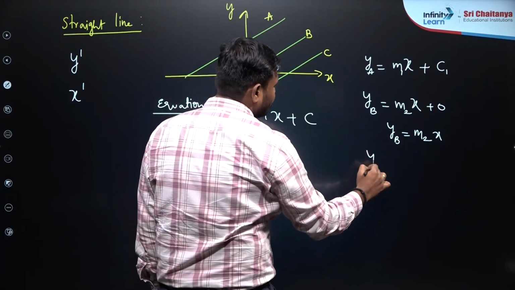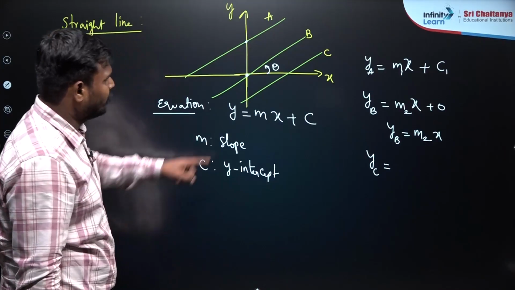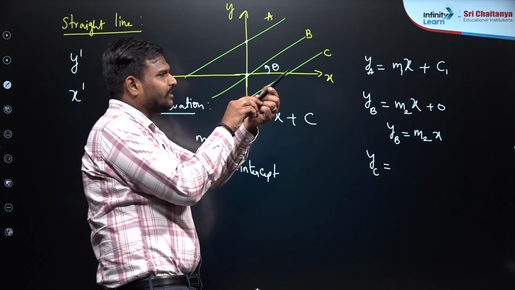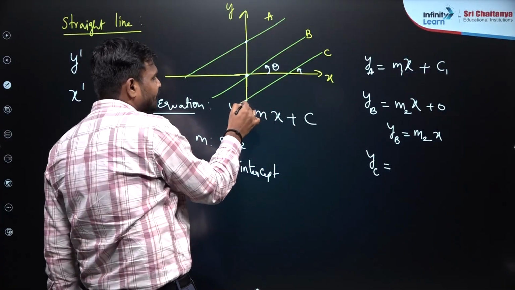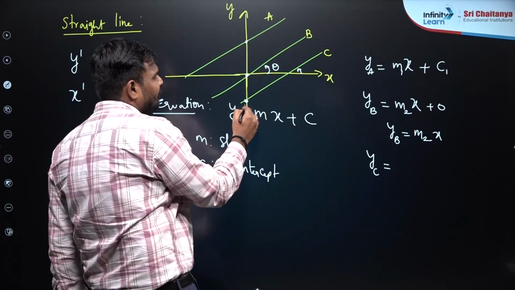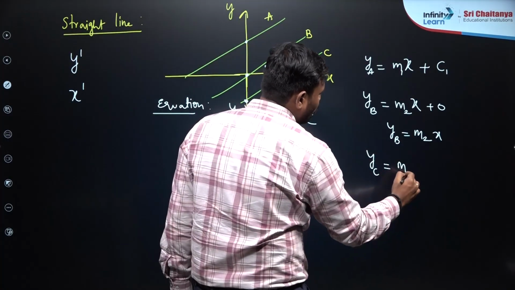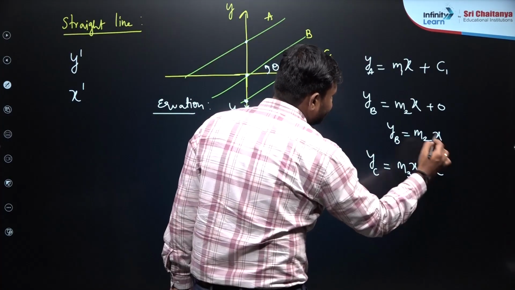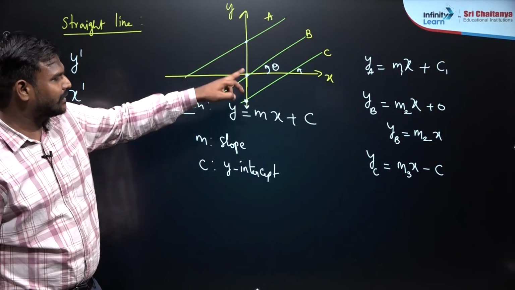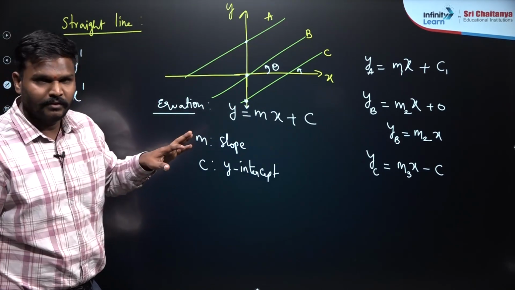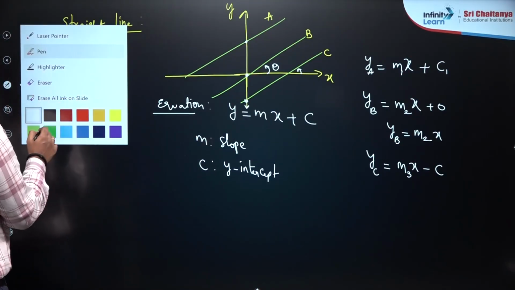And what about the third graph, sir? You can see the slope is positive. It is still an acute angle, but it is cutting the y-axis on the negative side. So it is having a positive slope but negative intercept. So this is mx plus c, this is mx, and this is mx minus c. Right?